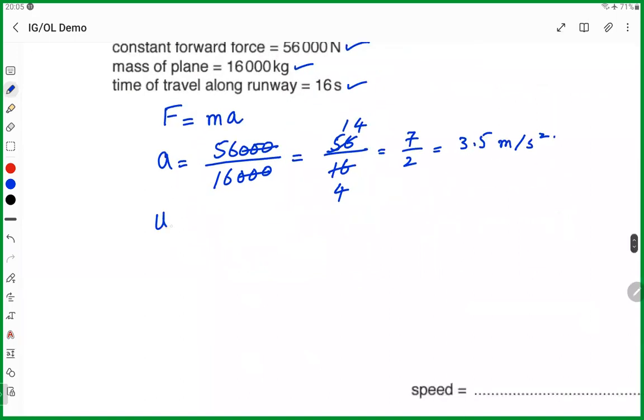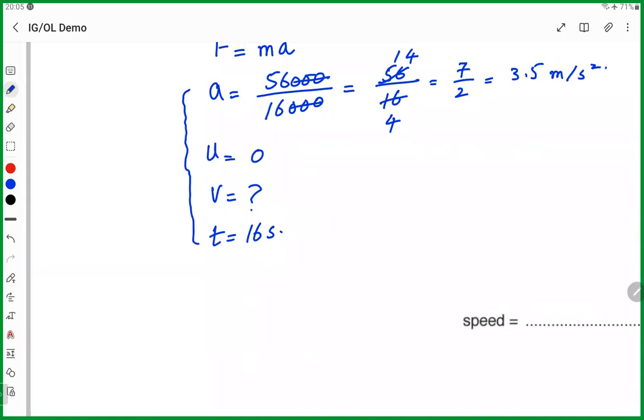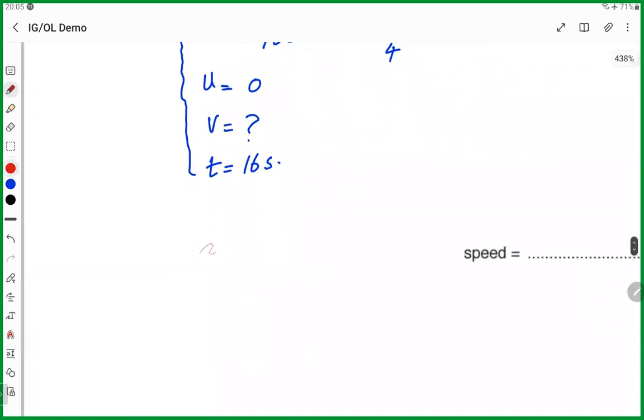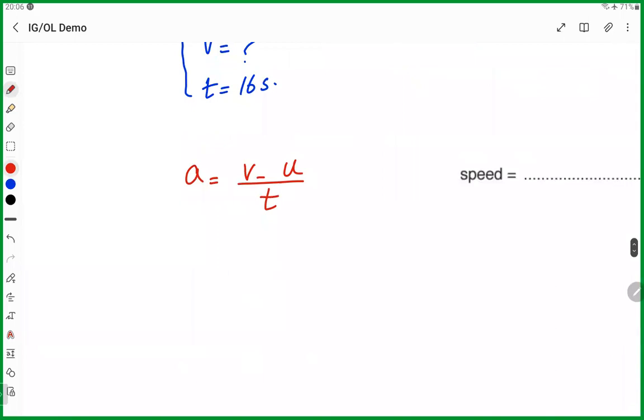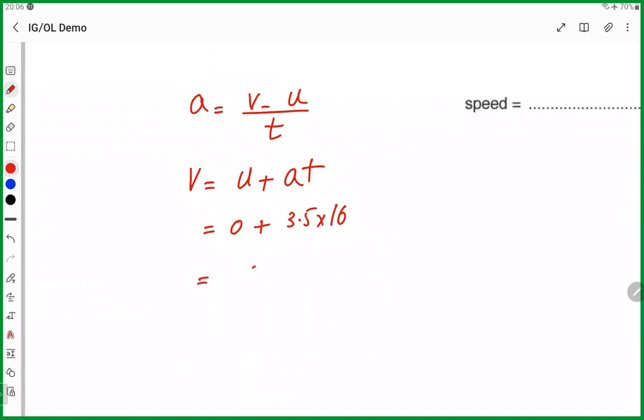square. Now, initial speed is 0. Final speed is what we are looking for, and time is 16 seconds. Now, there's one formula that connects all four of them. And that formula is A equals V minus U over T. There are two ways. One is that you put the values in and then move the things around. But I always prefer to make the thing that I have to calculate subject of the formula and then put the values in. V equals U plus AT, so 0 plus 3.5 into 16. So it should be 56 meter per second.